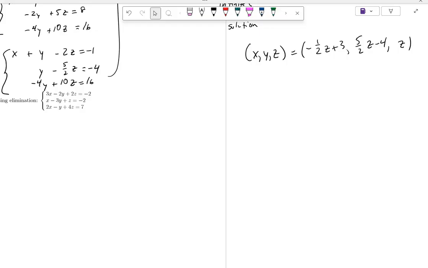Remember, we're doing it very, very systematically. 1x in the upper left-hand corner. Get rid of the x's below it. Go to your second equation, get a 1y, get rid of the y's below it. At that point, you should hopefully have just a z by itself, or a number times z. That's the idea. If I want to get a 1 up in that upper left corner, what should I do?